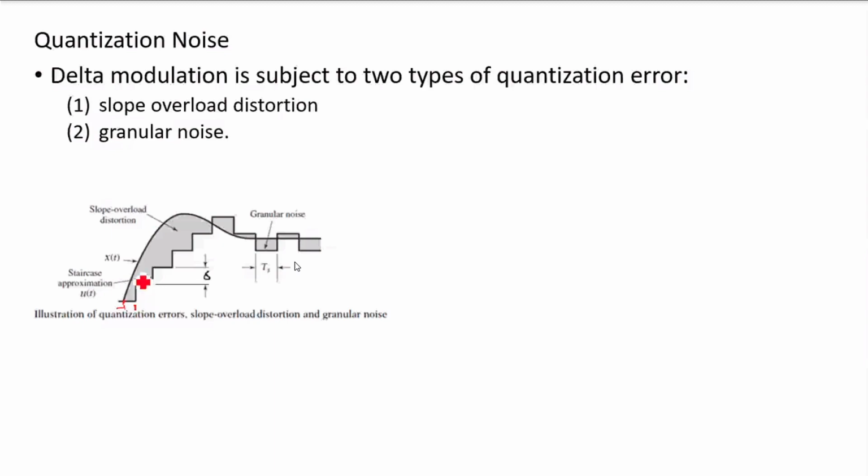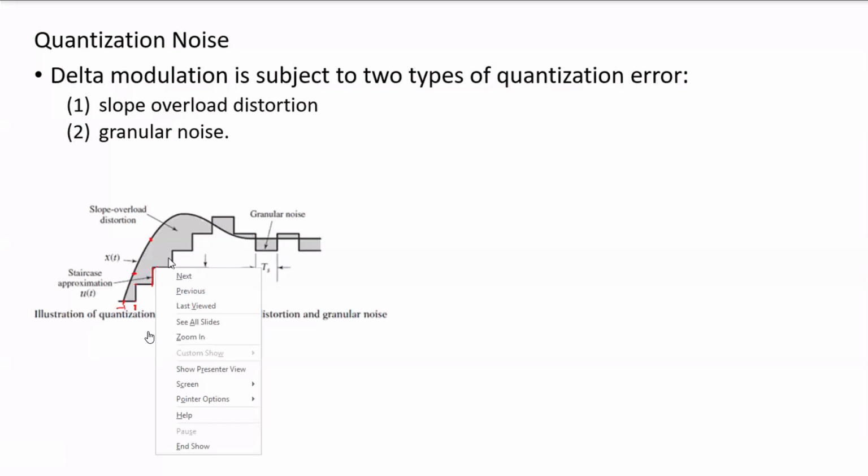At this point of time the next sample arises, but its value is so high that the approximation will not be able to reach it. The approximation reaches this level and remains stable until the next sample comes. The difference between these two is much greater than 0, but the delta modulator can only make it rise by a height of delta.